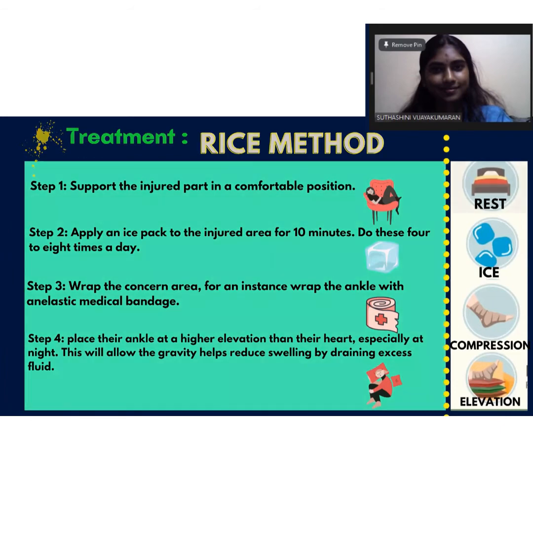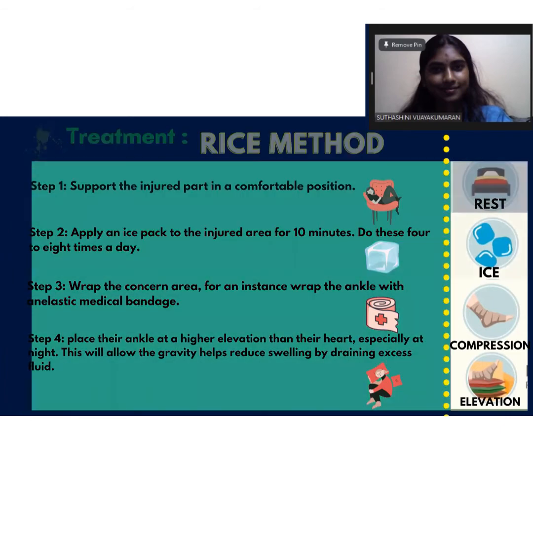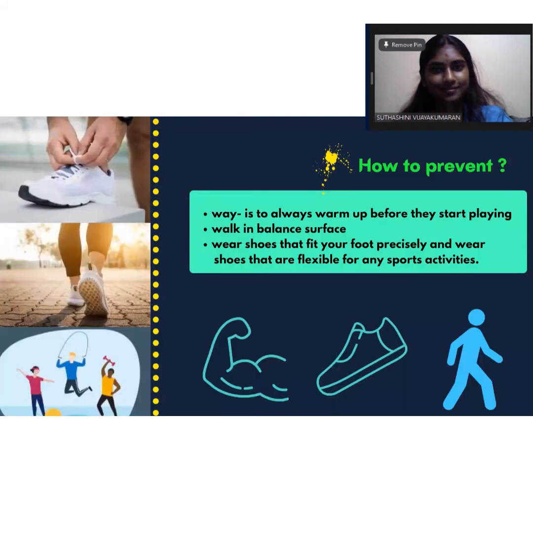And lastly, I will be explaining how to prevent ankle sprains. There are numerous ways to prevent sprained ankles. The initial way is that a player should always warm up before they start any activities related to sport. If a player is about to play football, he or she has to warm up before progressing to their playing activities.